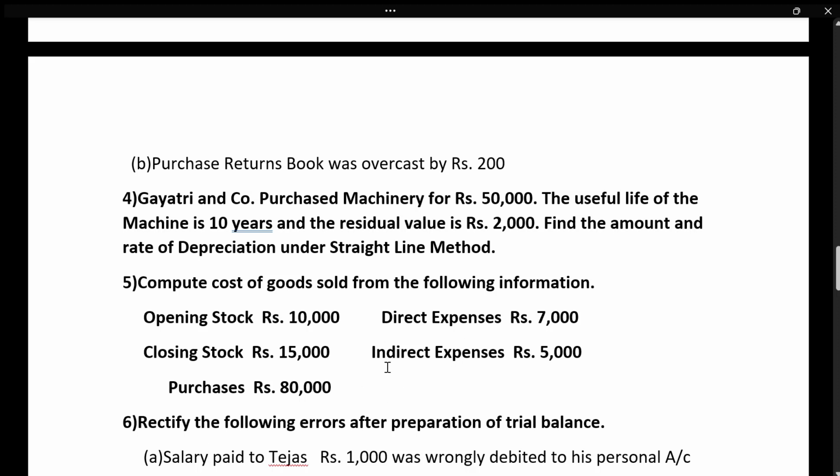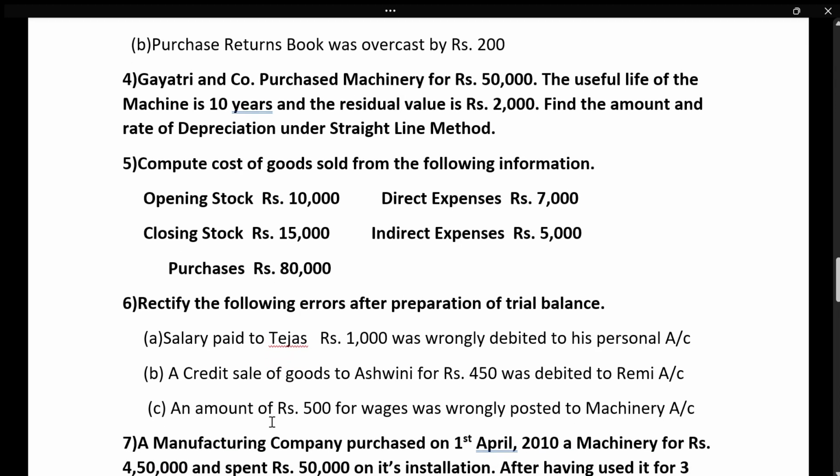You should not take indirect expenses. Again I say the formula: opening stock plus purchases plus direct expenses minus closing stock. And then next is rectification of errors.